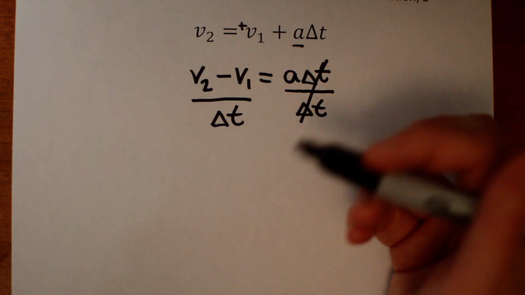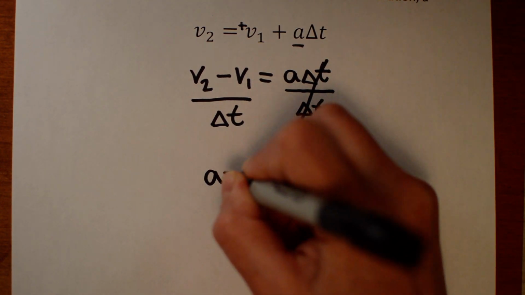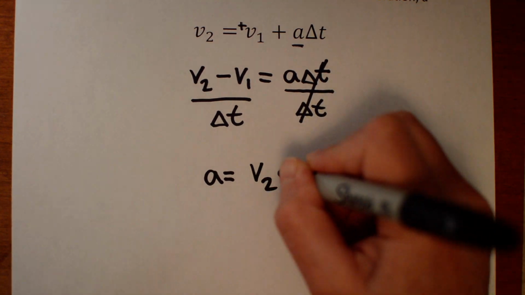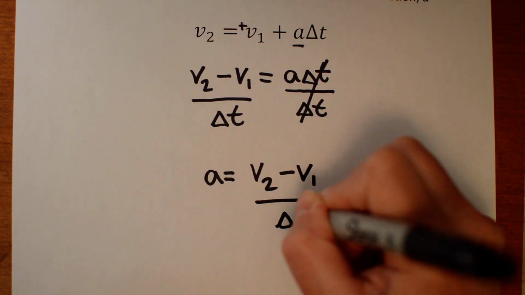I'm actually done at this stage, but the last step I like to do is just write it forward. So I like to put the variable I'm solving for on the left. It just looks nice. a equals v2 minus v1 over delta t. And we're all done.